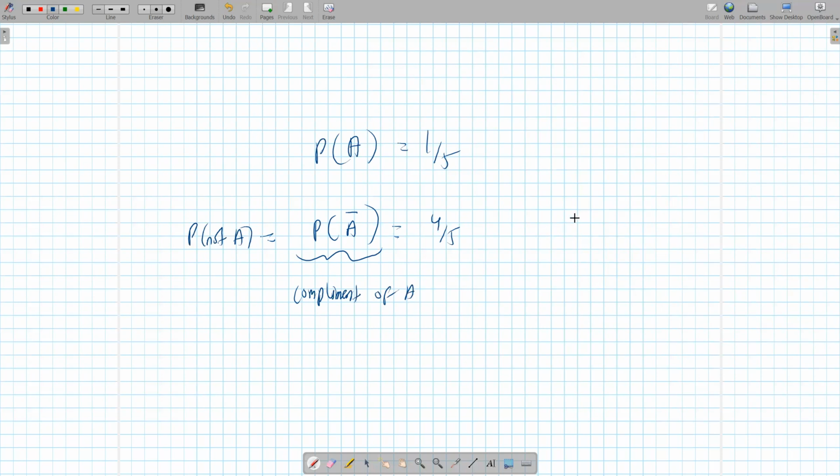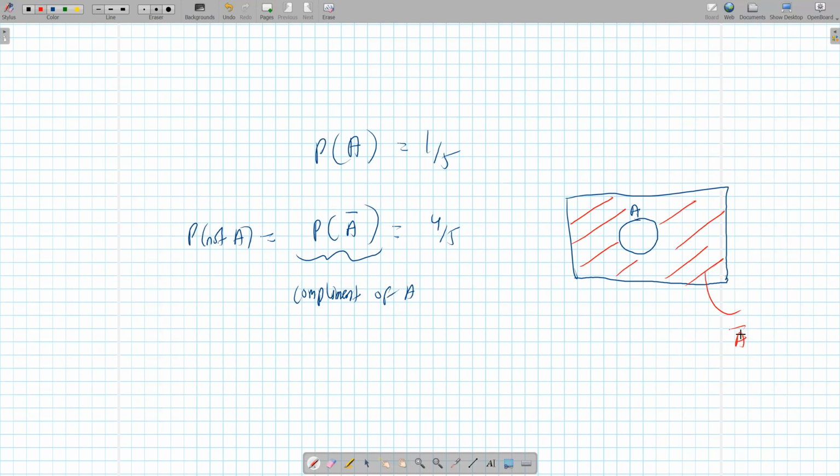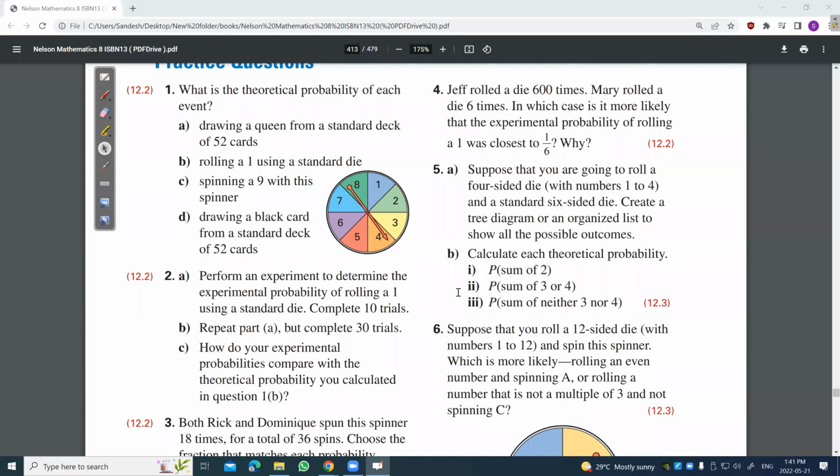Let me show this to you visually. This box represents all the possible probabilities, okay? Our circle in the middle is event A. Our event A complement, A bar, is everything that's outside the circle. Everything outside the circle is A bar, not A. If A is 1 out of 5, A bar would be 4 out of 5. So that's also called the complement event.